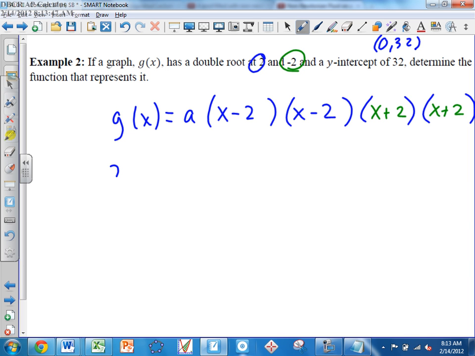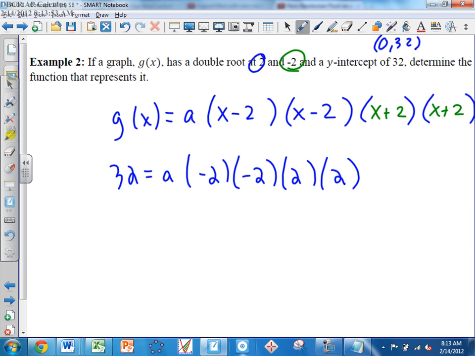So we're going to have 32 equals a times -2, -2, +2, +2. Notice, I literally just dropped all the x's off because they became 0. When something goes to 0, it just becomes whatever's the result that's left there. So this -2 carries down, this -2 carries down. Okay? And what do you end up getting for a this time? 2. Looks like 2 again.